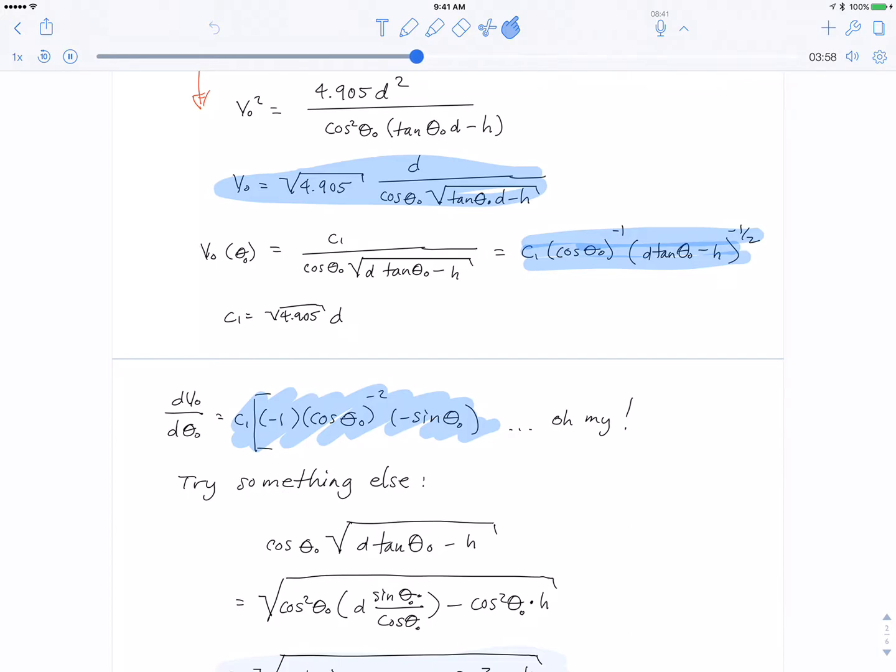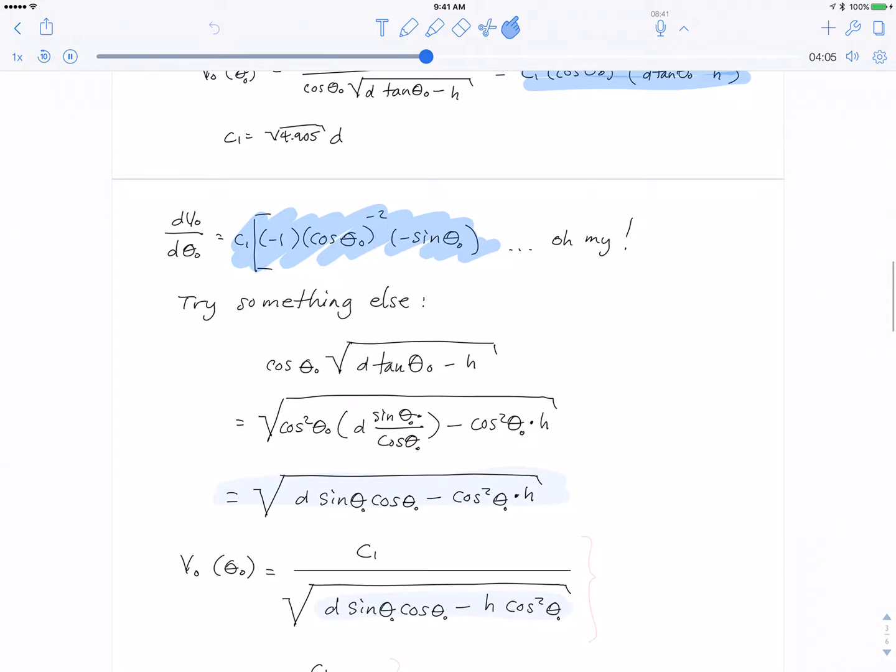So I looked in the solution manual to see how they did the calculus, and we're going to try something else. So first off, I want to simplify that denominator. And so cos theta times the root of d tan theta minus h. I'm going to put the cos theta under the square root as a cos squared. And so you end up with this right here.